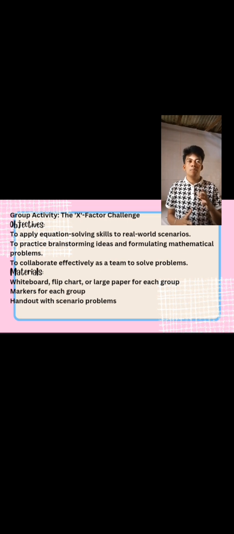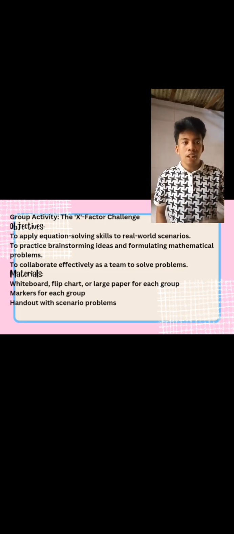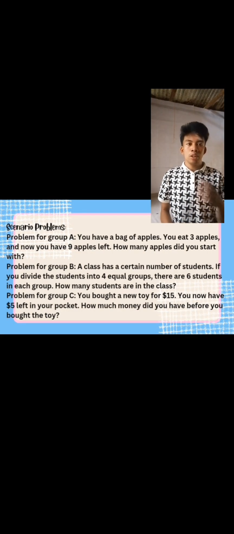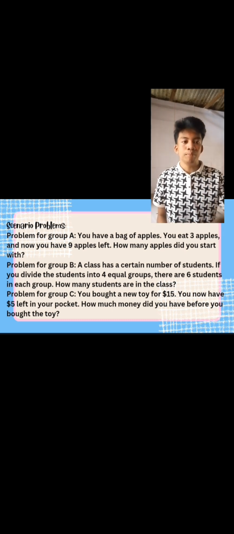Then we have some materials: a whiteboard, flip chart, or large paper for each group, markers for each group, and a handout with scenario problems. Okay class, I will divide you into 3 groups, group A, B, and C. Each group will receive a real-world problem. Read it aloud within your group.